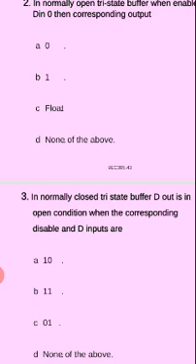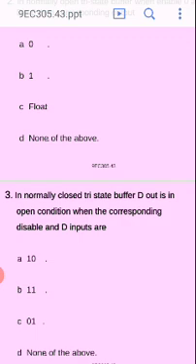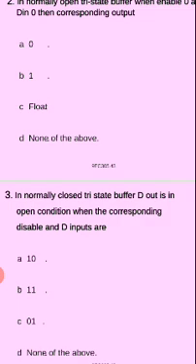In normally closed tri-state buffer, D out is in open condition when the corresponding disable and D inputs are: option A 10, option B 11, option C 01, option D none of the above. Zero one is the answer.